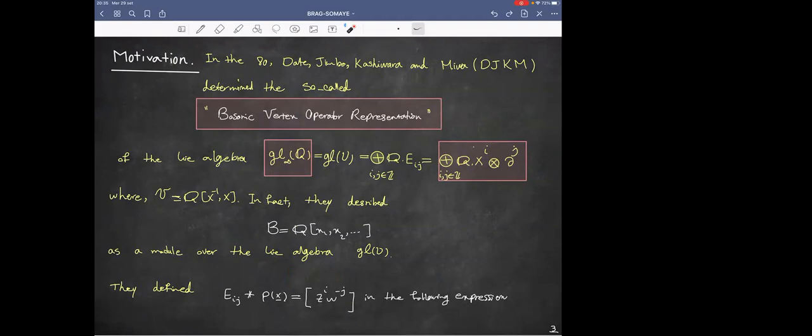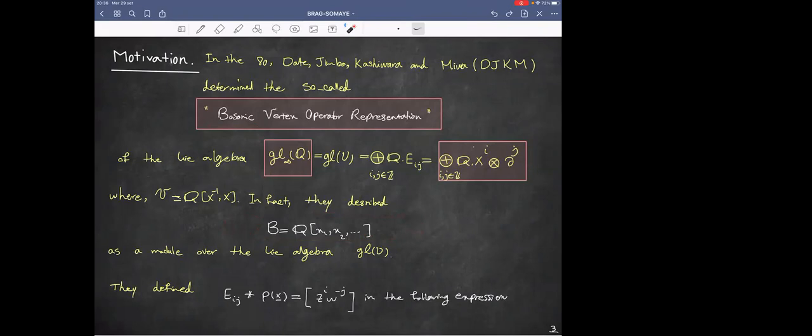Date-Jimbo-Kashiwara-Miwa did. Date, Jimbo, Kashiwara, Miwa, four famous great Japanese mathematicians in the 1980s, did this representation, which is well known as the bosonic vertex operator representation. But what does it mean? The bosonic Fock space is just the polynomial ring in infinitely many indeterminates that you can see here, denoted by B, which is a polynomial ring in x_1, x_2, etc., infinitely many indeterminates.